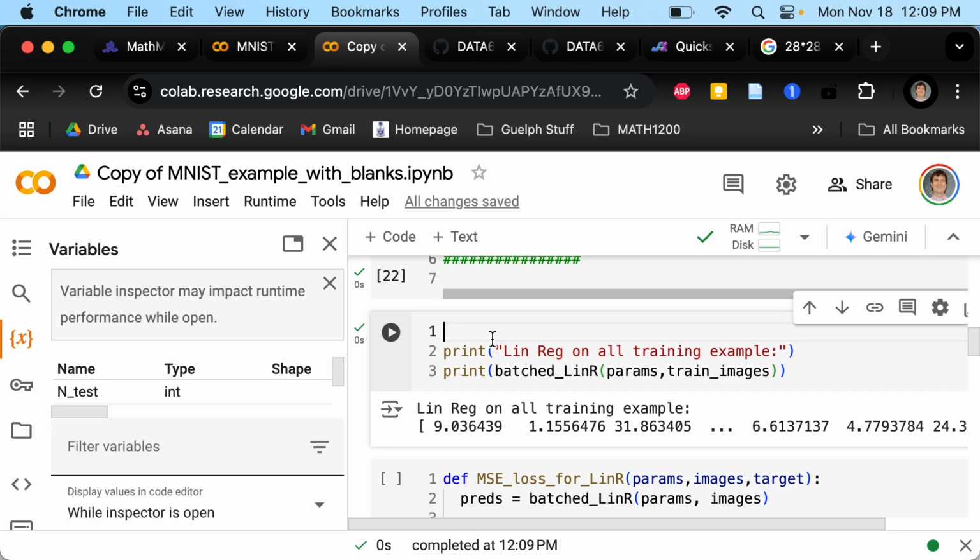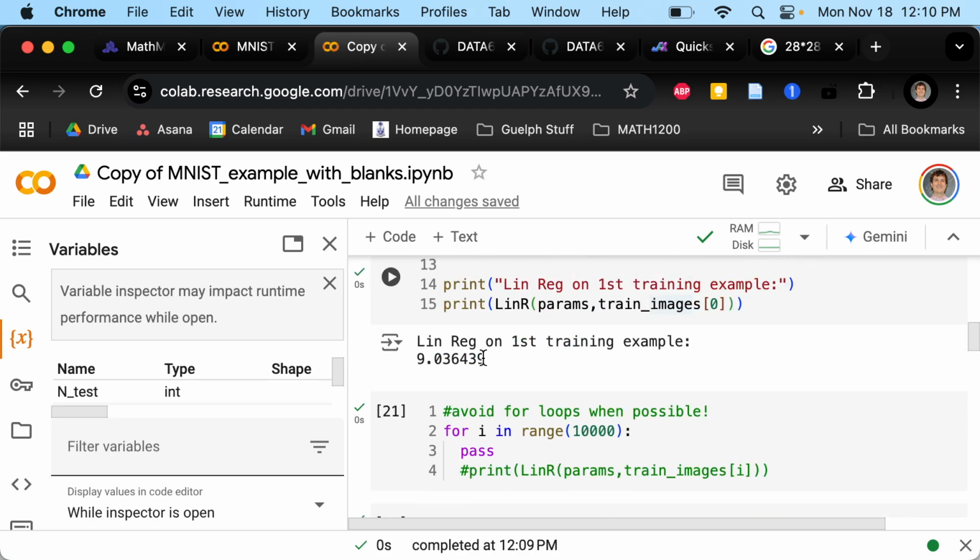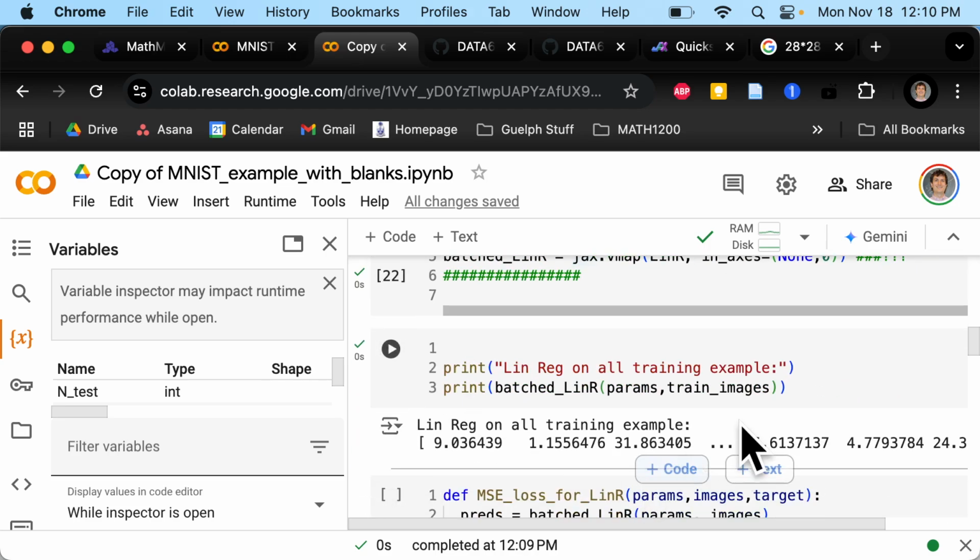And you can see, actually, we can make sure that's working correctly. The first one we got 9.036. That was exactly what we got for the first example before. It's doing all the vectors, all the examples, just doing it all at once in a big vector. Okay. Questions or comments about that?